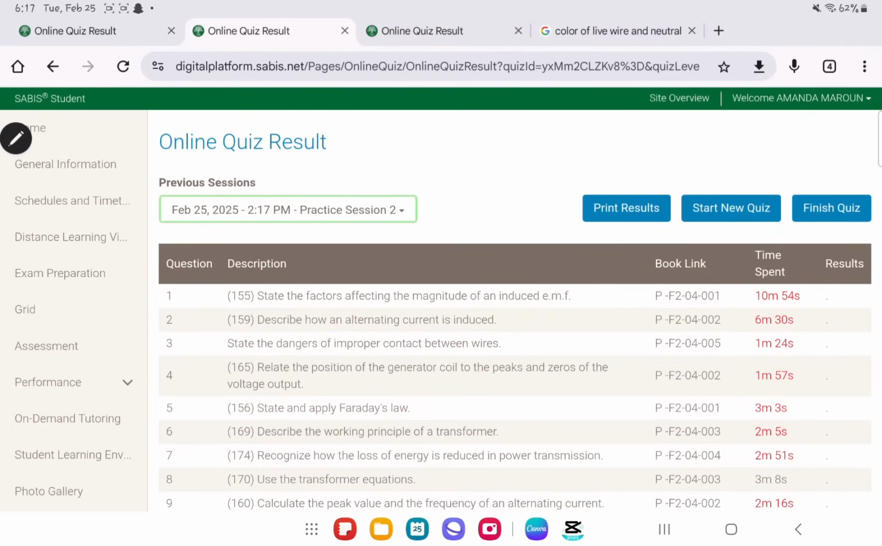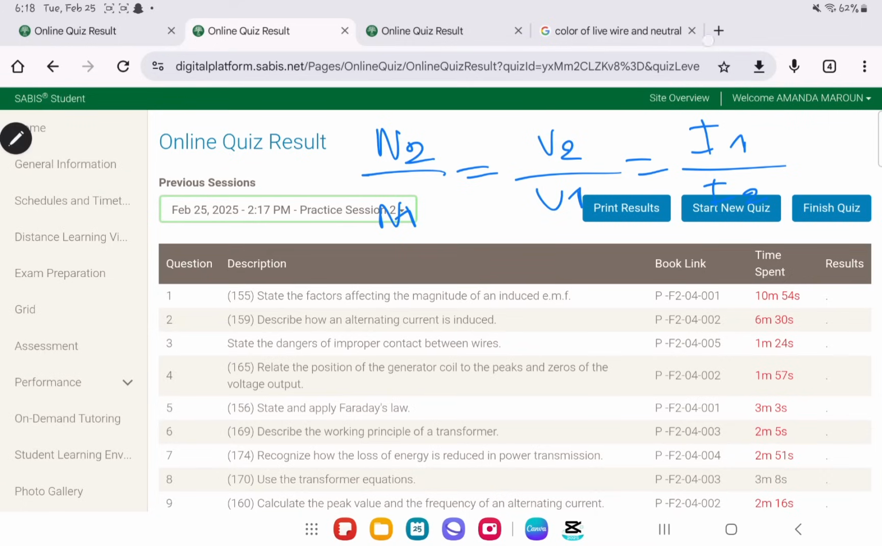And before I do go, I would like to just do a summary of all the equations we have. So we have N2 over N1 is equal to V2 over V1 is equal to I1 over I2. This is for the transformers, okay? You only use this if it is 100% efficient or if it is an ideal transformer, okay?